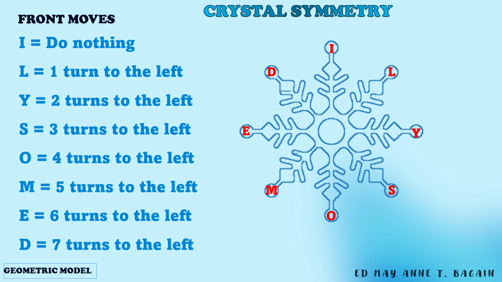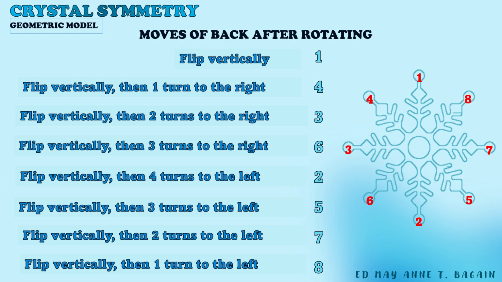Okay. So for the back moves, or the moves of the back after rotating, we have here: for 1, flip vertically, then 1 turn to the right, which is 4. For 3, we have flip vertically, then 2 turns to the right. For 6, flip vertically, then 3 turns to the right. And then for 4, we will be going backward. So flip vertically, then 4 turns to the left for the 2 to come out. So we will be doing it like this: 1, 2, 3, and then 4. So this 1, 2 will be here, and so on and so forth.